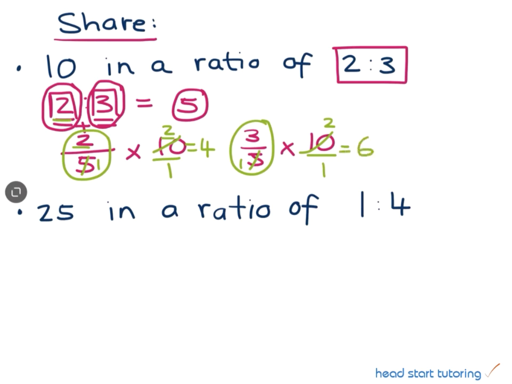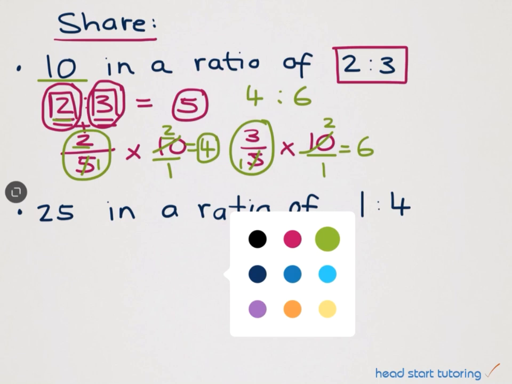So we could have worked that out by saying if one part is 4, the other part will have to be 6, because 4 plus what gives me 10? 4 plus 6 gives me 10. So I am going to end up getting 4 sweets and you are going to end up getting 6 sweets if we share 10 sweets in the ratio of 2 to 3. Let's have a look at another example here.